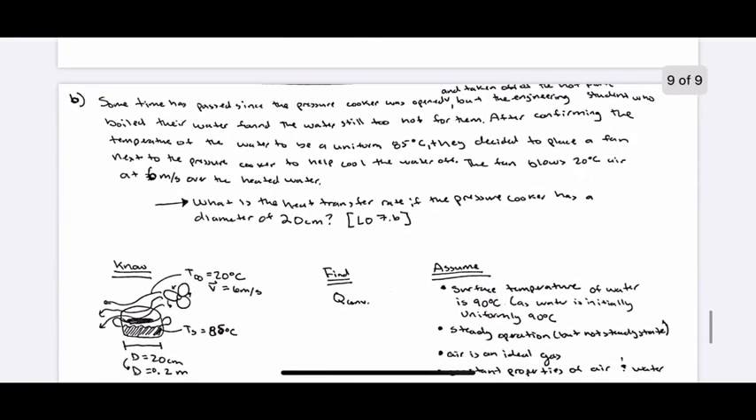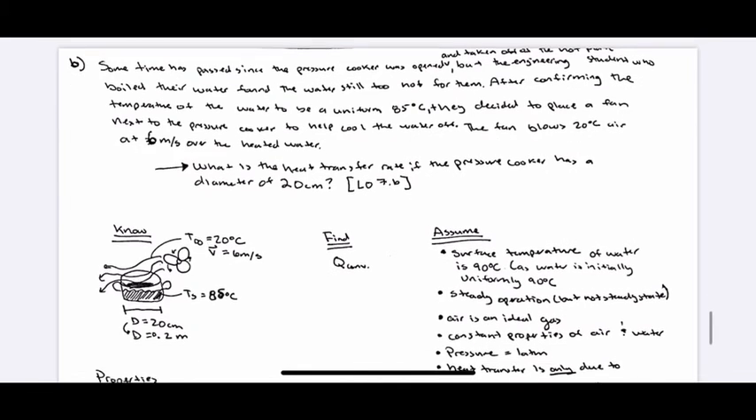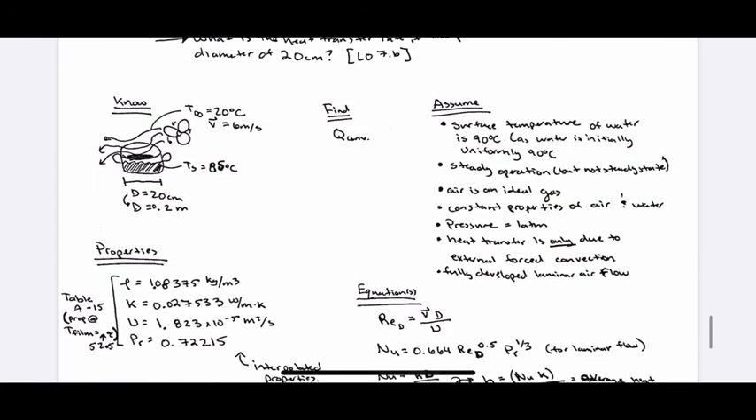In part B, which covers learning objective 7B, from the problem statement, we are able to draw a diagram. Several assumptions were made, such as surface temperature of the water is 90 degrees, as water is initially uniformly at 90 degrees, which is why the assumption can be made. Steady operation can be assumed, but not steady state, which is different. Air is an ideal gas.